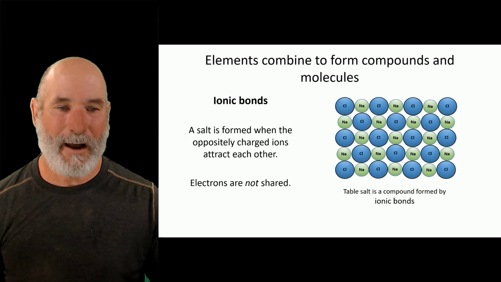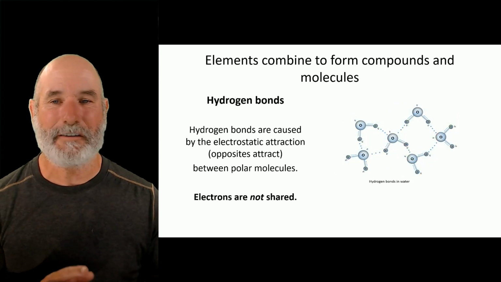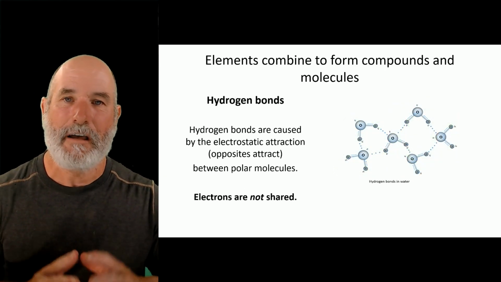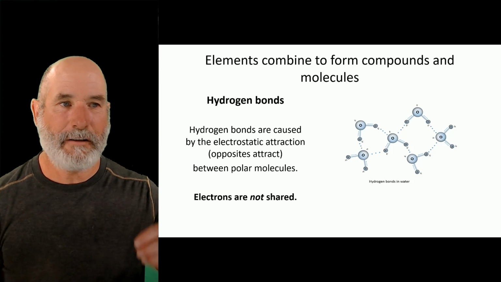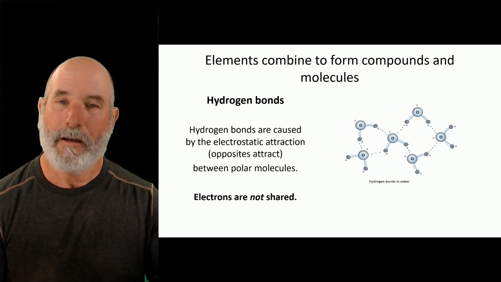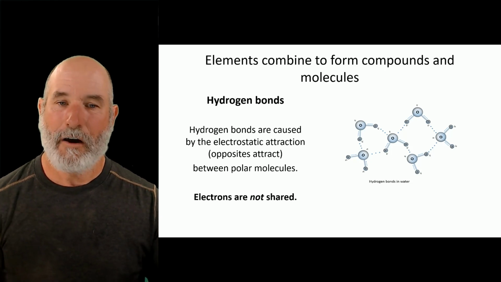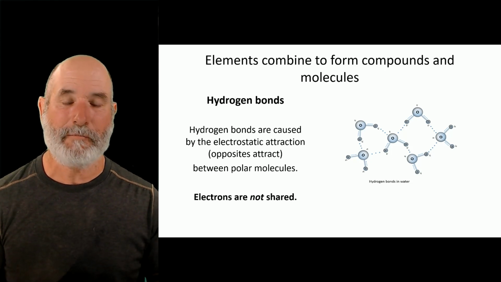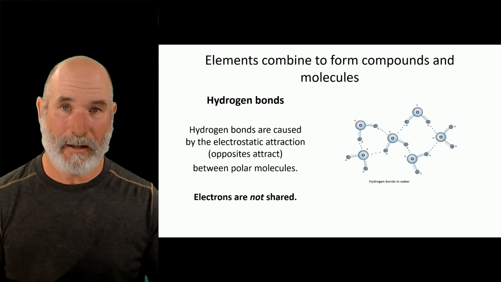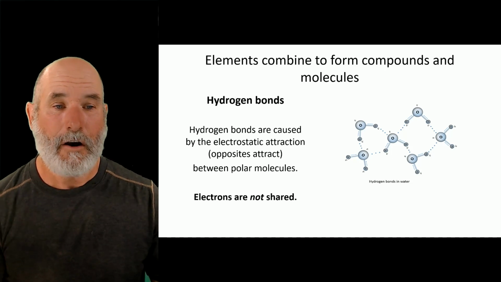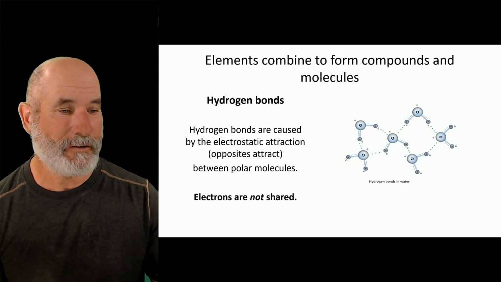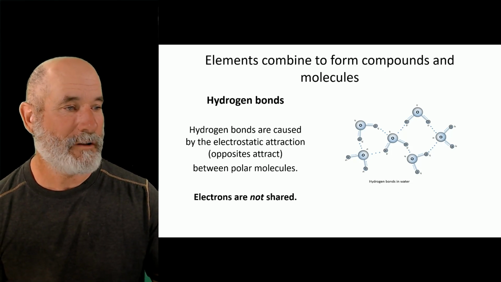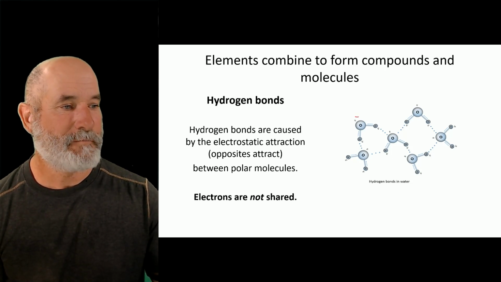Okay, now let's get to this other one. This is a type of bond that gives a lot of people a hard time, and this is the hydrogen bond. This is a weak bond, but it is incredibly important for biology and life in general. So here are our water molecules. This is slightly negative, and this is partially positive.